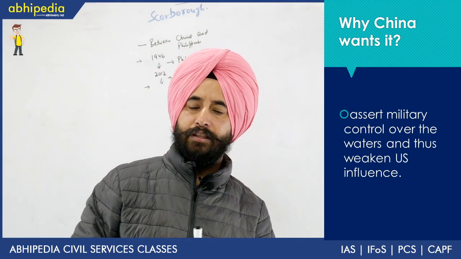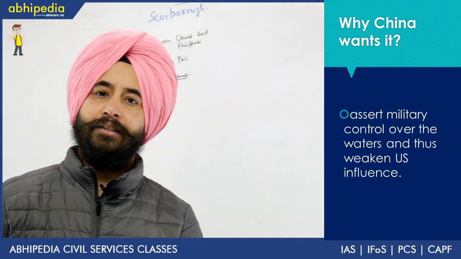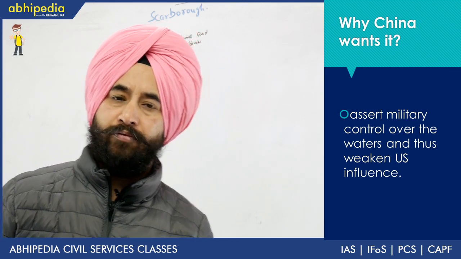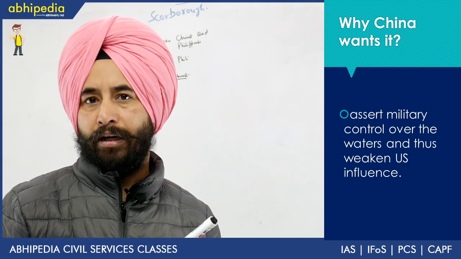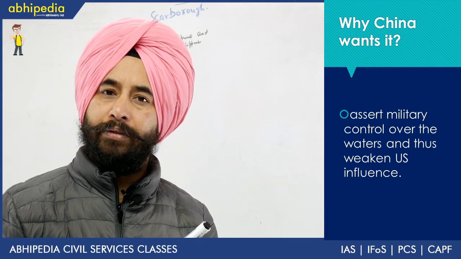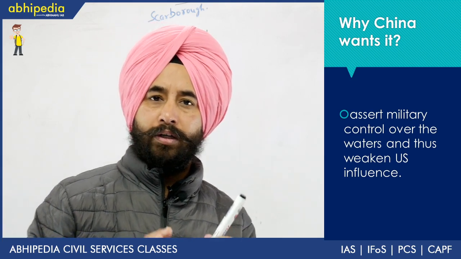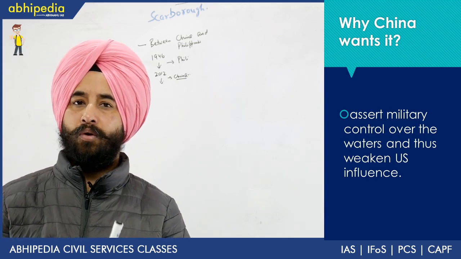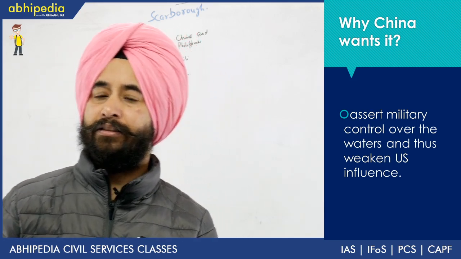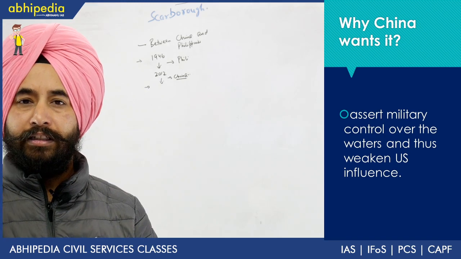why does China want it? Another reason is that China wants to have full control on the islands and on the waters of Southeast Asia. It wants to occupy East China. Here it is involved with Japan, South China. It is involved with countries like Philippines. China wants to totally have full control on the waters of the China Sea, whether it's south, whether it's east.